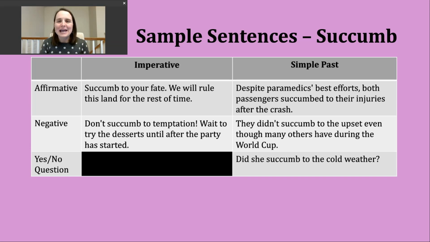Lastly, let's look at making a yes or no question. To do this in the simple past tense, we start with did, then we have our subject, and then the base verb. So again, no ed form here in our yes or no question. Here's another example. "Did she succumb to the cold weather?" So again, in this sentence, unfortunately, our topic here is really about death. We're asking if someone died, maybe as a result of being outside in the cold for too long.